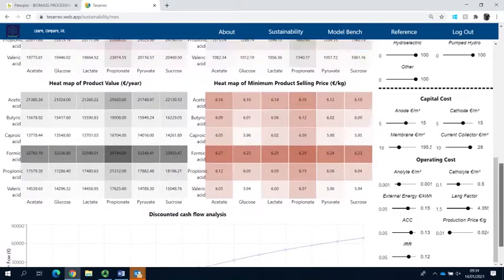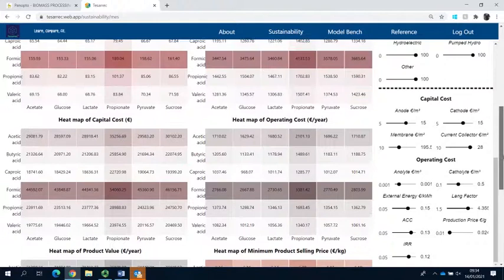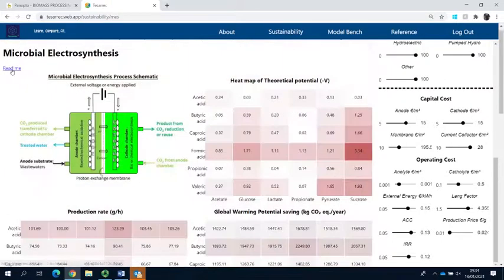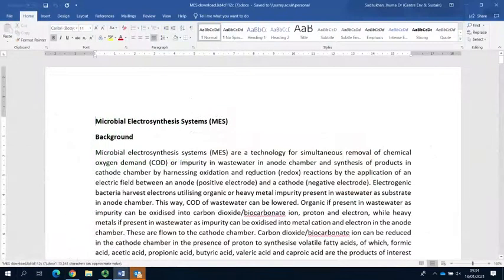The economic analysis, as said, gives all the detailed calculations on capital cost, operating cost. Please do access the readme document by downloading. This first gives the background of the process. As discussed here, microbial electrosynthesis systems are a technology for simultaneous removal of chemical oxygen demand or impurity in wastewater in anode chamber and synthesis of products in cathode chamber by harnessing oxidation and reduction reactions by the application of an electric field between an anode and a cathode.